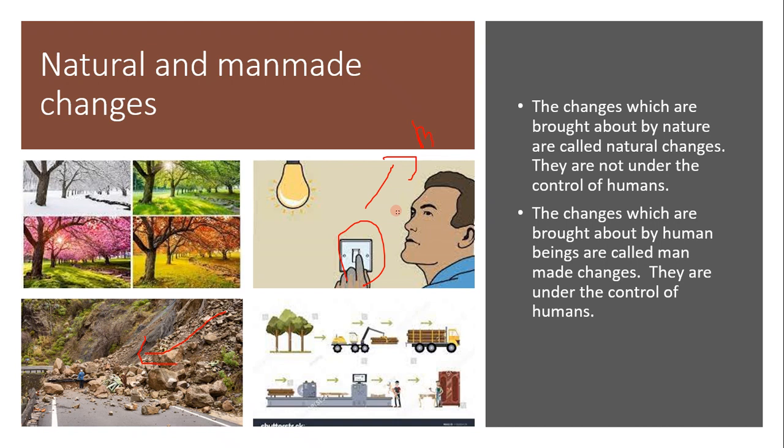If the season changes, can you make the change if you want? If this is the winter season, do you want summer? Can you? It's not in your hand, so we cannot. These are called natural changes. In natural changes, they are not in our control.